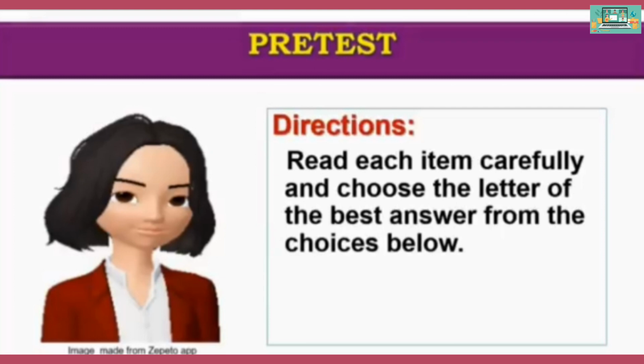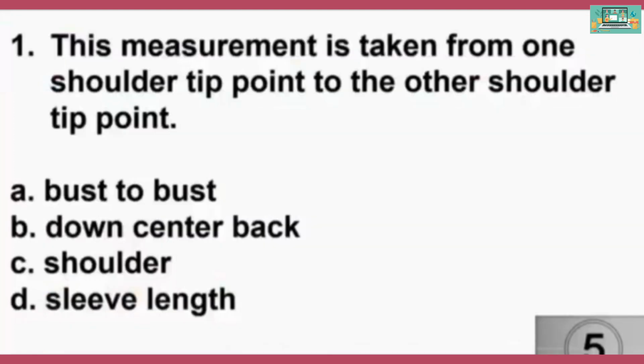Before we start with our lesson, let us determine how much you know about measurements. Read each item carefully and choose the letter of the best answer. You have 5 seconds to answer. Number 1. This measurement is taken from one shoulder tip point to the other shoulder tip point.